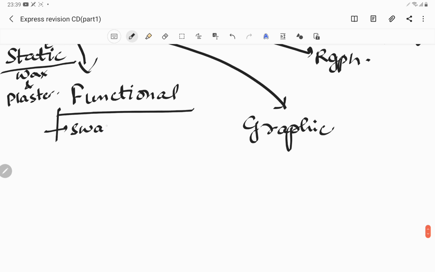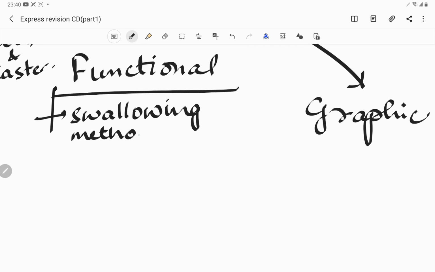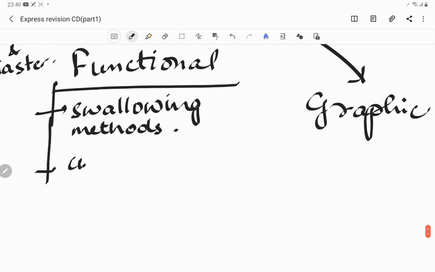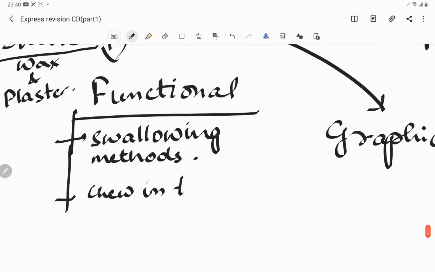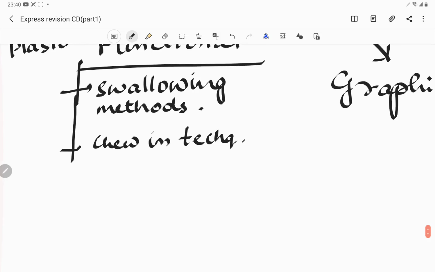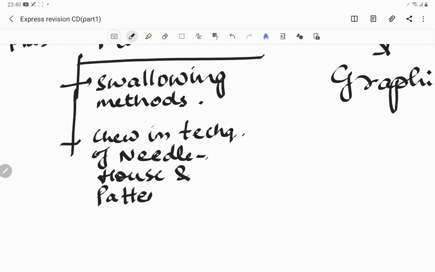Then functional, I'll tell you, has two methods. One is the swallowing method and the other one is the chewing technique of Needlehouse and Patterson. In that, we take the metal beads and the styli, right? Needlehouse and Patterson.